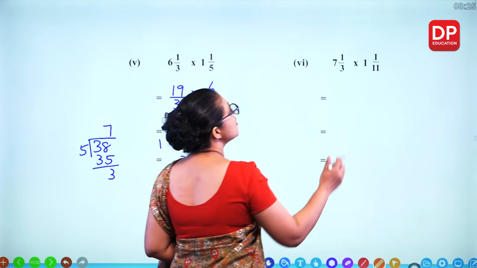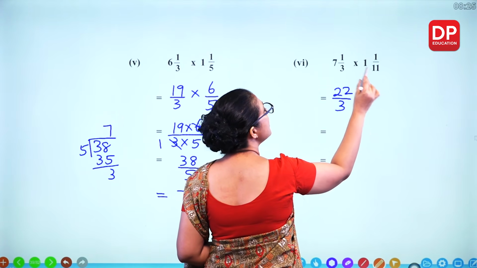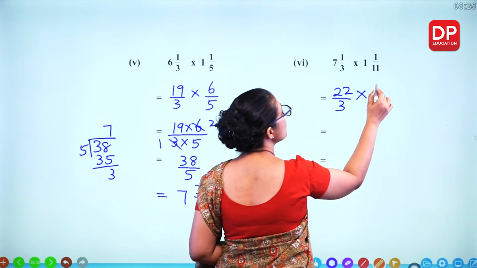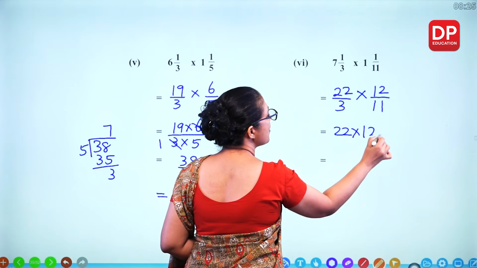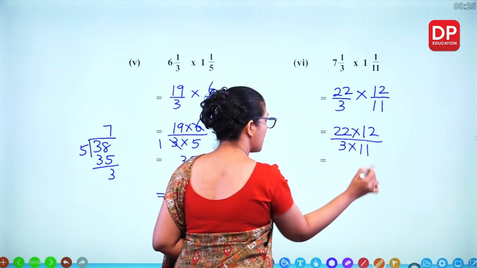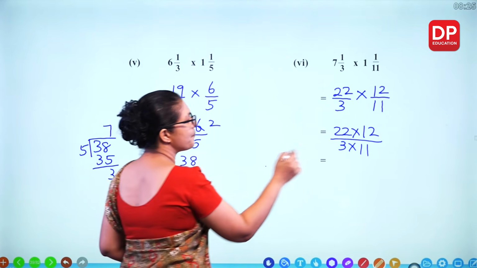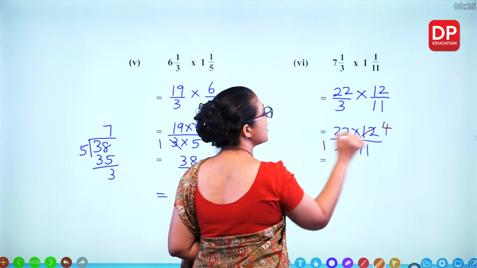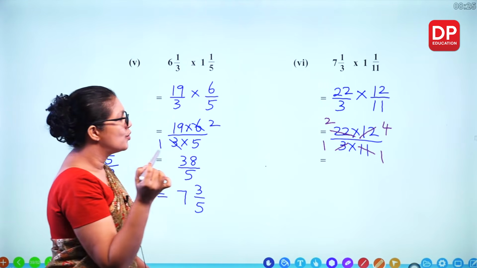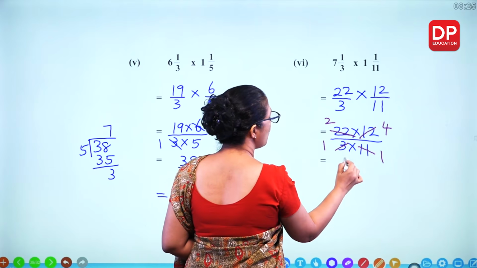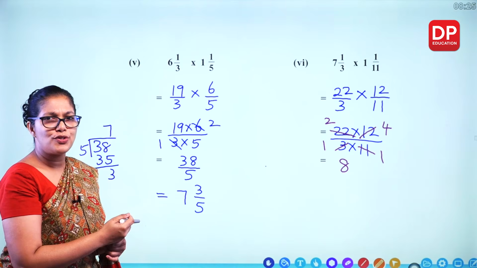Do the same thing. 7 times 3, 21. 21 plus 1, 22. Here, 11 times 1, 11. 11 plus 1, 12. Multiply the numerator separately, denominator separately, and cross out the common factors. 3 times 1, 3 times 4 here. 11 times 1, 11 times 2. So now 2 times 4, you get 8. 1 times 1, 1 in the denominator. You don't need to write it down.